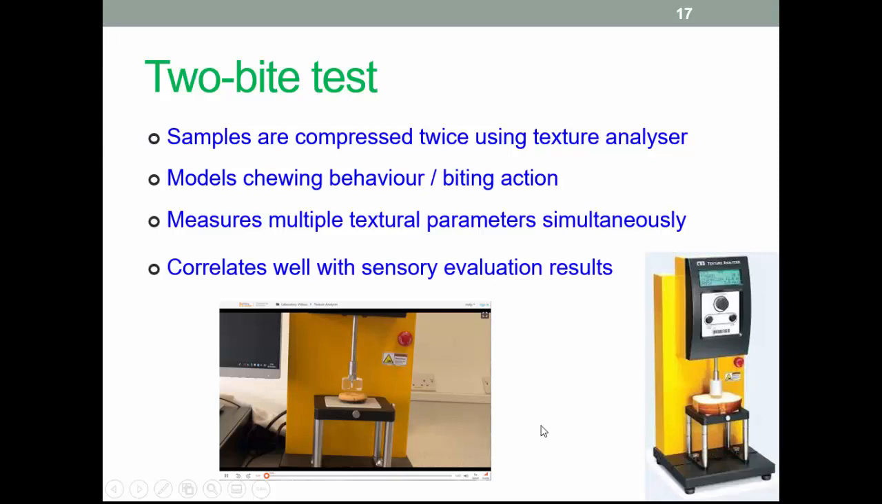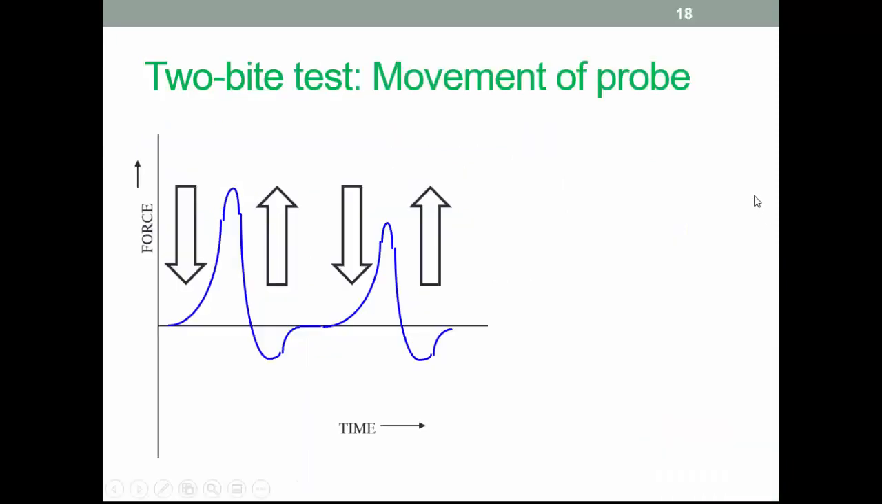So the 2-bite test does what it says. It compresses the sample twice, and we get information on the force that the food exerts on the probe. This is mimicking chewing behaviour, and correlates well with sensory evaluation results. So sensory evaluation is effectively taste testing, if you will.